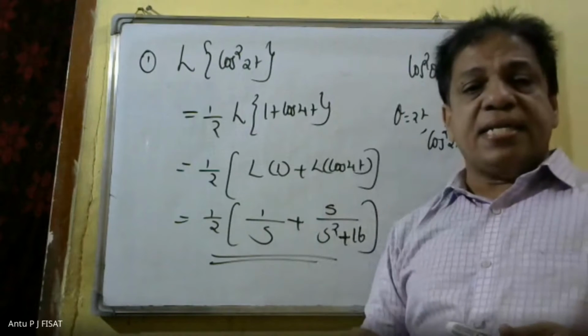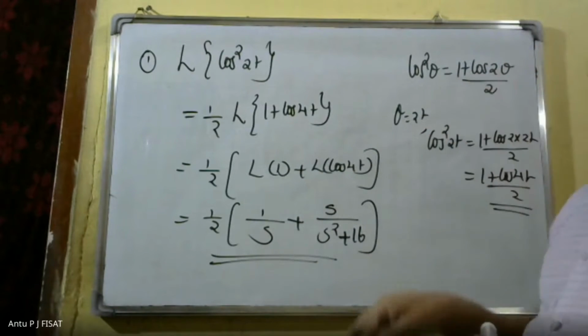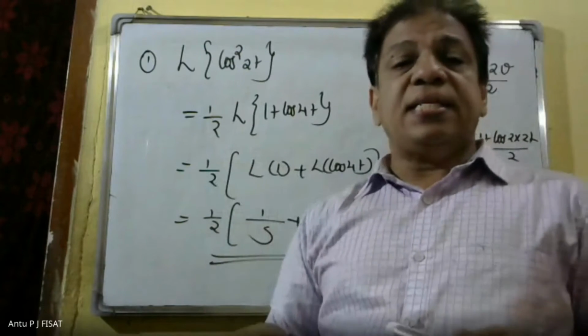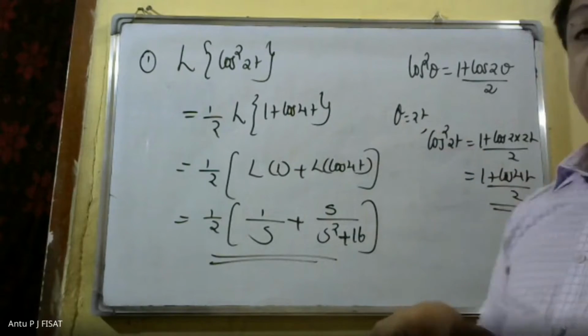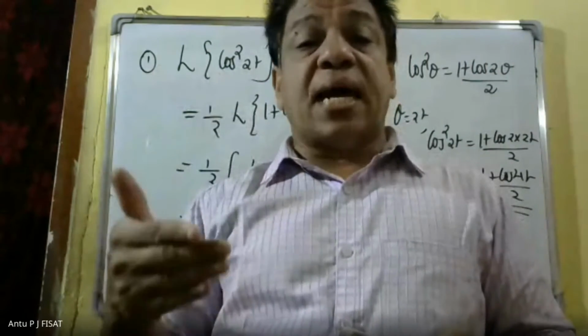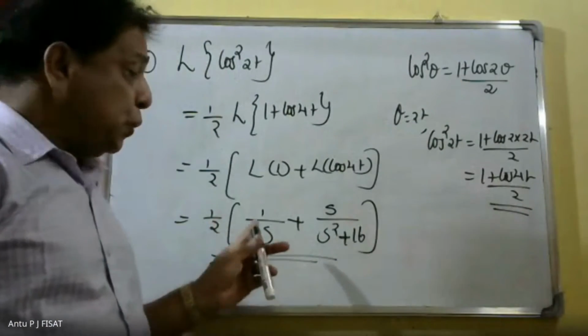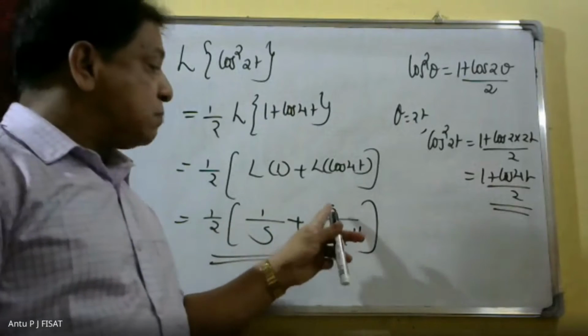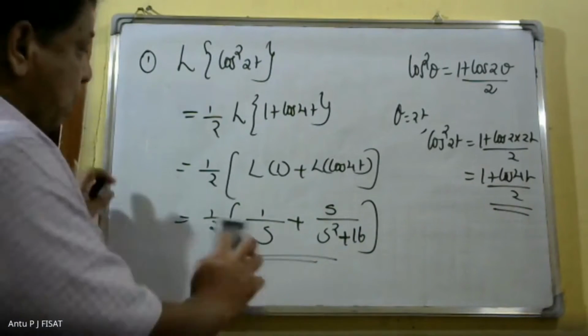In the trigonometric identity, cos square theta is equal to (1 plus cos 2 theta) by 2. In this identity, we take theta equal to 2t. Then cos square 2t will be (1 plus cos 4t) by 2. Then we apply the standard result in Laplace transform. The final result will be 1 by 2 into (1 by s plus s by s square plus 16). Okay, then we pass on to the next problem.